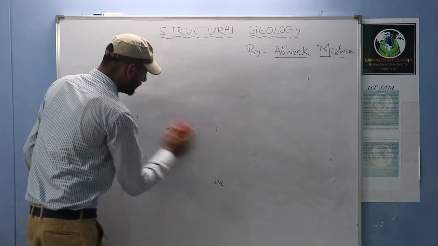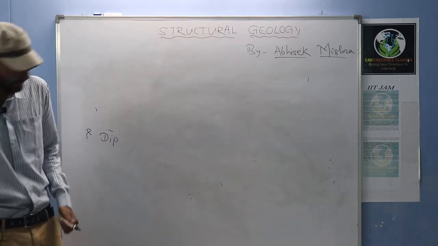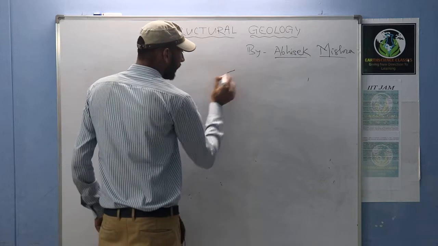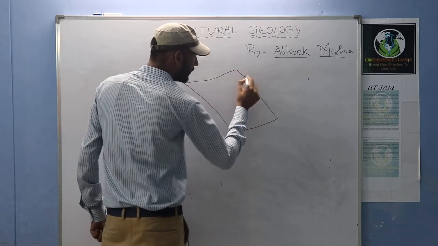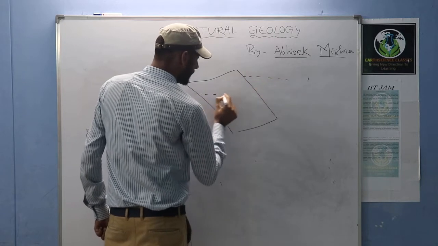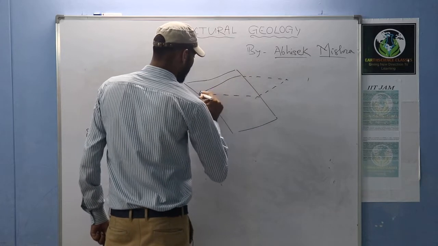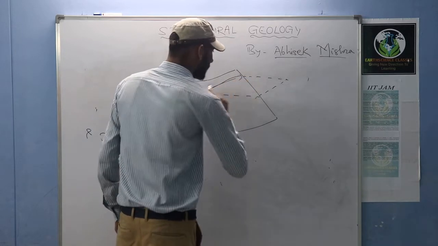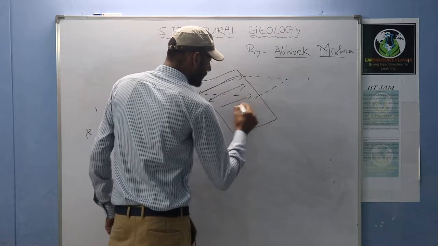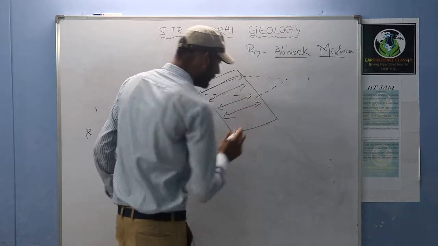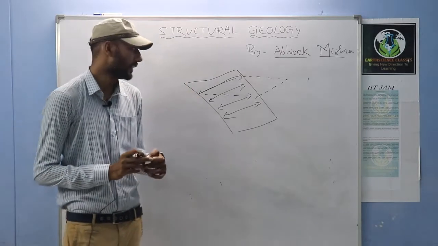As I have told you about strike lines, there is an inclined bed. I am going to intersect it with an imaginary horizontal surface. Now there will be a line of intersection which will give you the strike direction. Any line which is parallel to the strike direction will be a strike line.